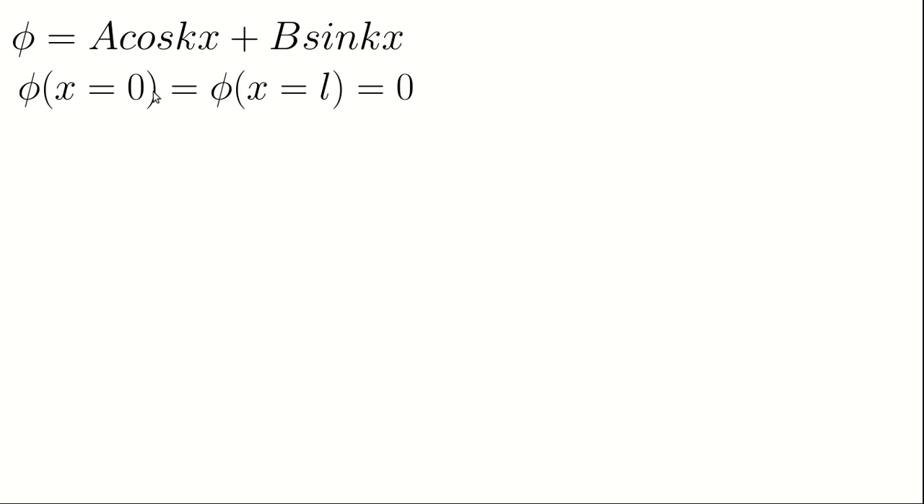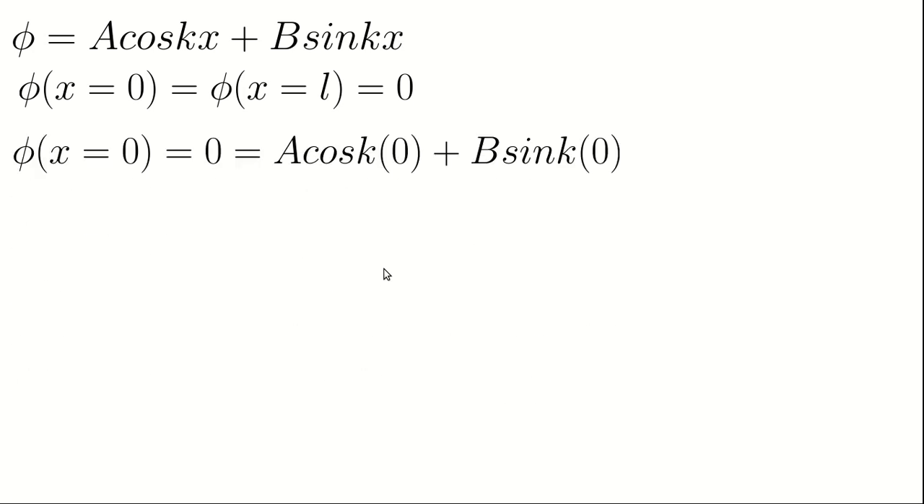So let's apply the first one. When x equal to 0, our phi equal to 0, and that gives us a cos k0 plus b sin k0. Sin 0 will give us 0, everything will disappear. Cos 0 will give me 1, and that leads to a equal to 0. So we have this expression. So just by applying the first boundary condition, we have gotten a equal to 0.